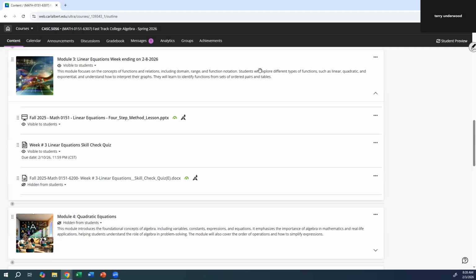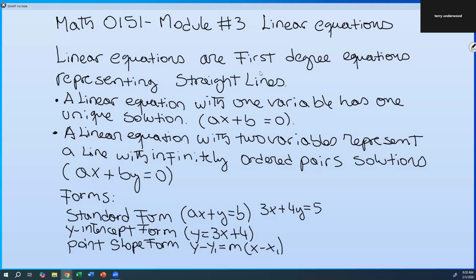Let's go to our lesson today. What are linear equations? Linear equations are first-degree equations representing straight lines. We will be working more in depth with straight lines in the next two weeks, because we'll be getting to graphing lines. We will be working in the x and y plane, and we will learn about slope and how to find the slope and all this stuff. But today I want to talk to you about linear equations.